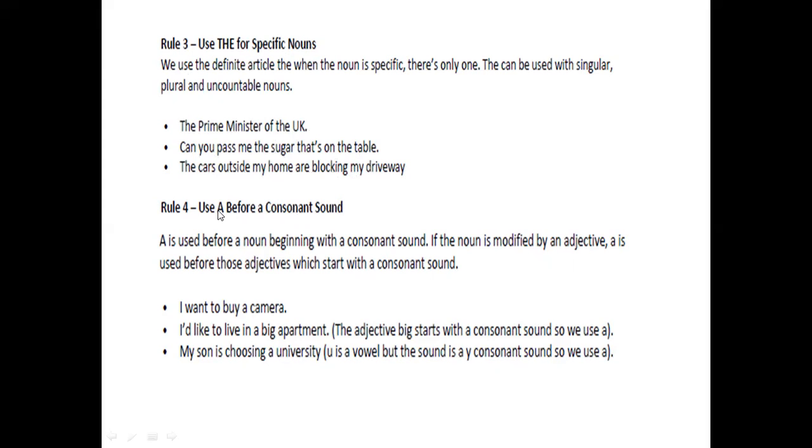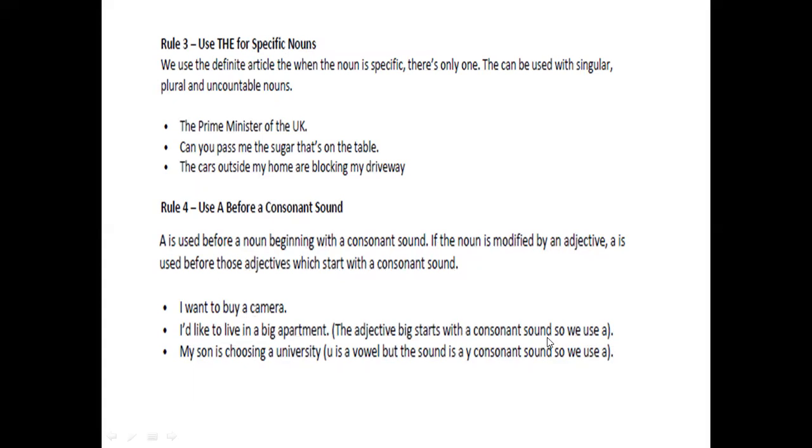Next, rule four is use a before a consonant sound. So a is used before a noun beginning with a consonant sound. If the noun is modified by an adjective, a is used before those adjectives which start with a consonant sound. For example, I want to buy a camera. I would like to live in a big apartment. Here the adjective big starts with a consonant sound.